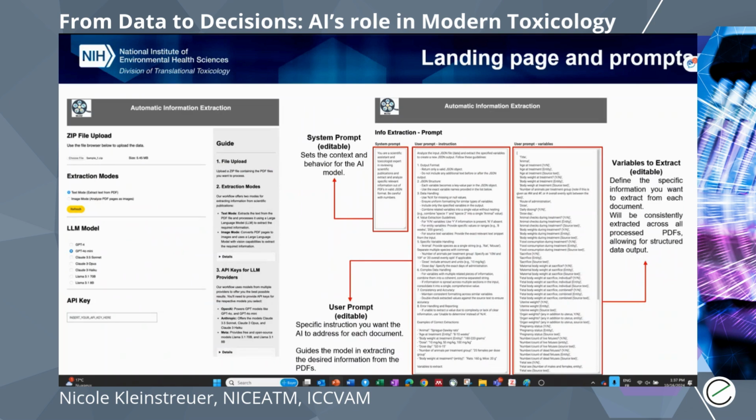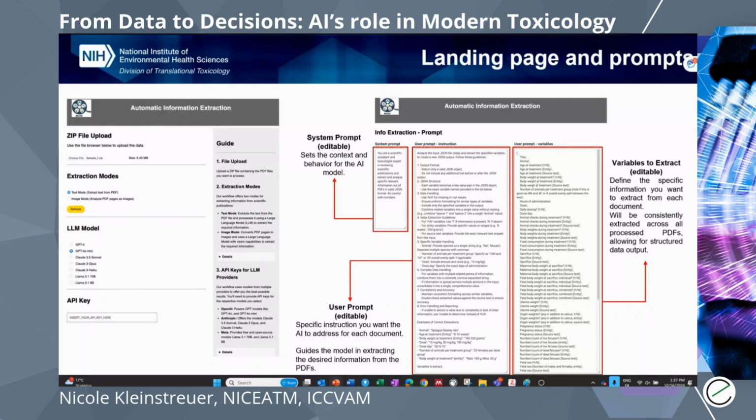And so this just gives you a screenshot of the landing page. So you can upload your zip files, you can decide which extraction mode, which large language model. There's various system prompts. Anybody who works with large language models knows that prompt engineering is one of the absolute fundamentals to achieving success with these models.